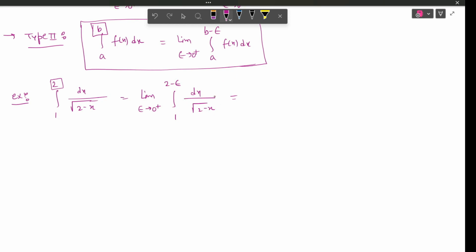Now simply solve this. Okay, here we can apply the substitution method.